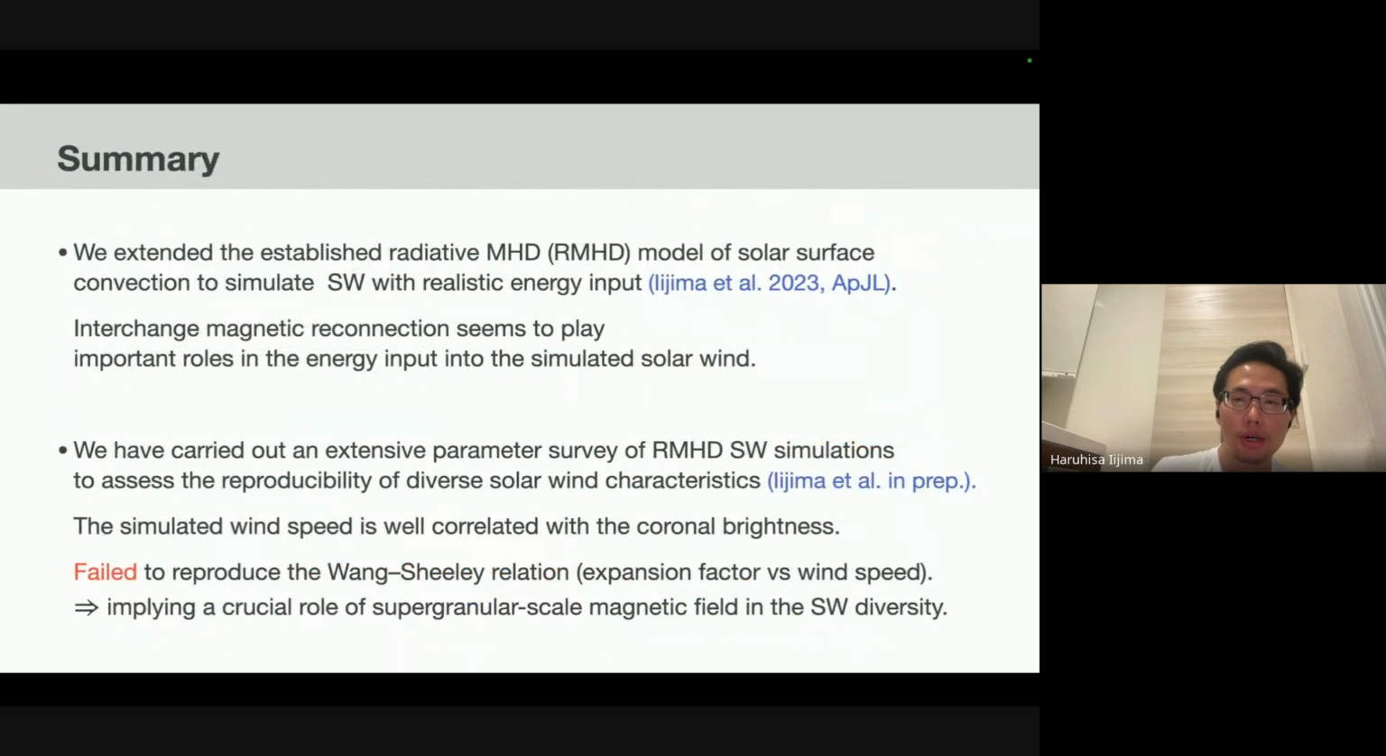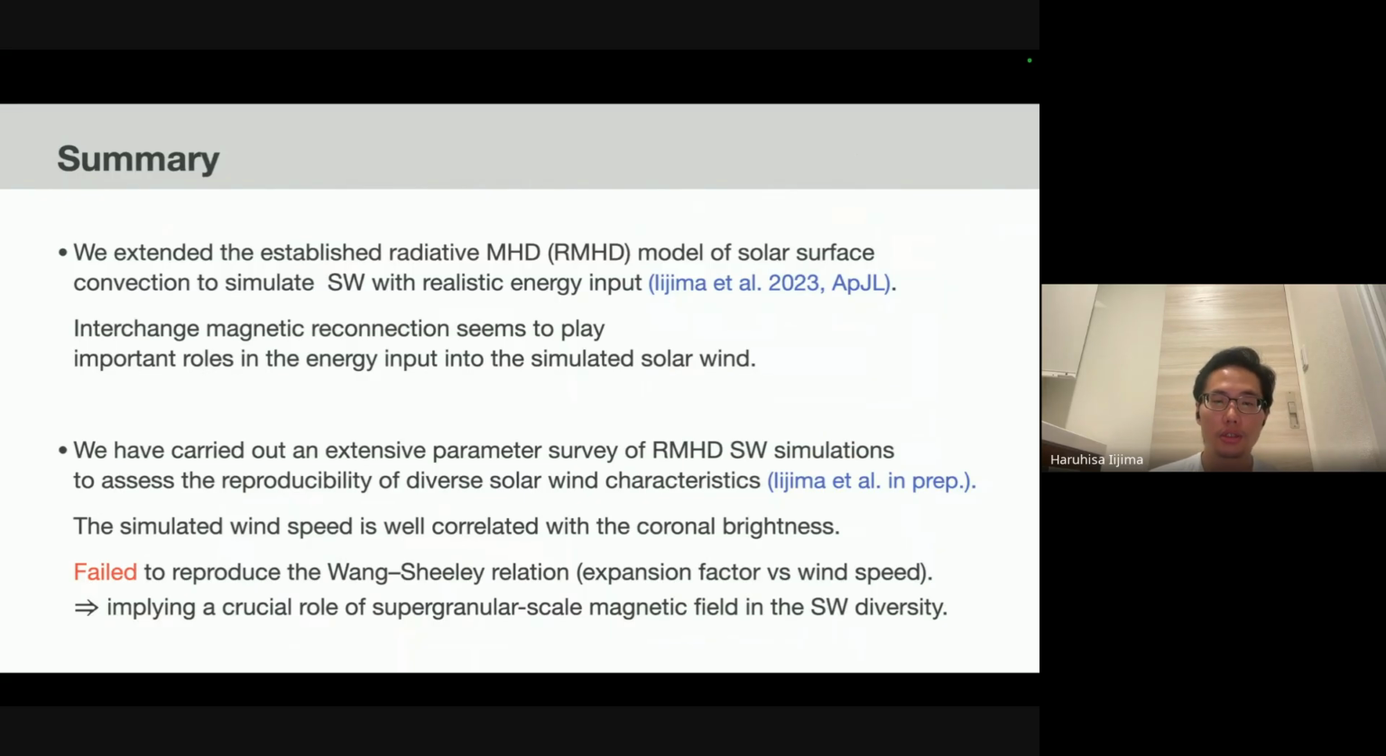So this is a summary of my talk. We extended the established radiative MHD model of the solar surface convection to simulate the solar wind with realistic energy input. And we found that the energy injection by interchange magnetic reconnection seems to play an important role in energy input into the simulated solar wind. And we have recently carried out an extensive numerical parameter survey of the solar wind simulations to assess the reproducibility of the diverse solar wind characteristics.